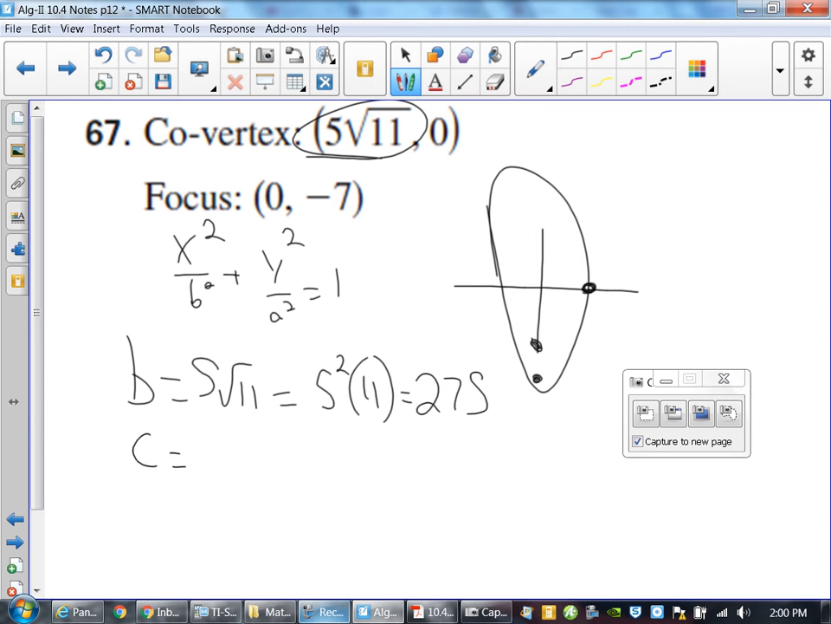Focus is 7, because we're centered at the origin, so 7 will be the distance from 0 to positive and 0 to negative, doesn't matter. I square that.